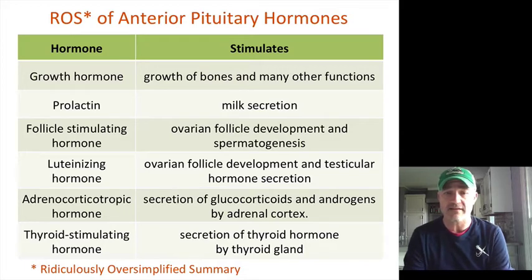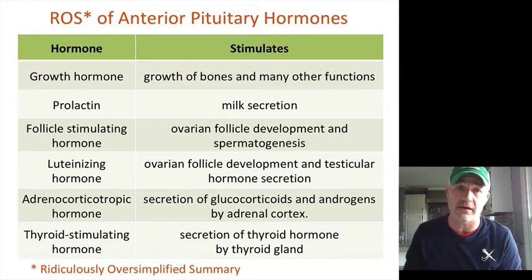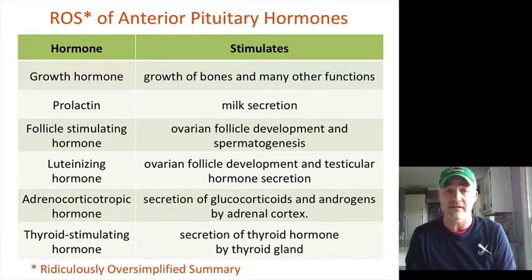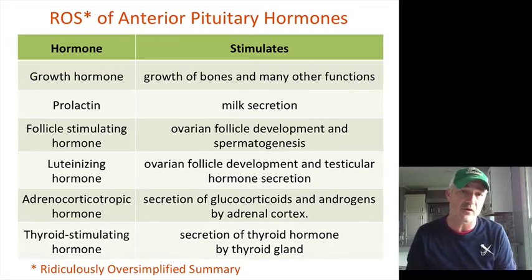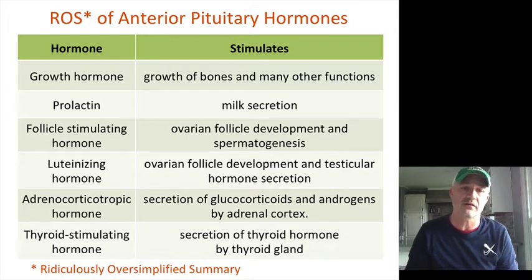Adrenocorticotropic hormone acts on the adrenal cortex, so the outer part of the adrenal gland, something that we'll look at in the last of the endocrine lectures here. We're going to see it has 3 layers to it, and this is going to trigger the release of some of the hormones from those layers. And then finally, thyroid stimulating hormone does exactly what it says. It stimulates the thyroid to release particular thyroid hormones.